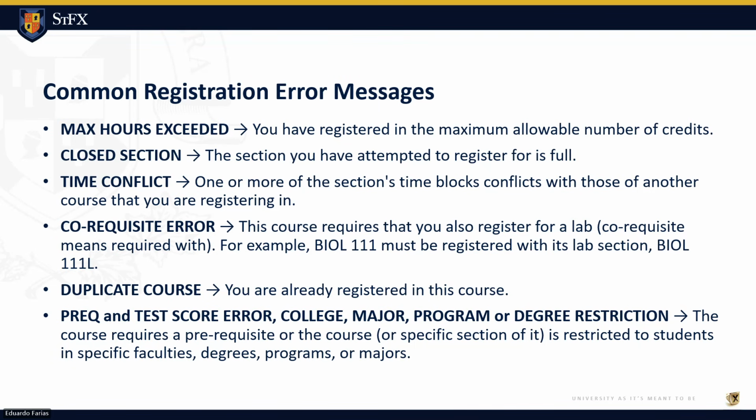And of course, duplicate course, you may have added something twice you didn't mean to. And then the other things that come up down below are like the major or program error or degree restriction. Some programs are restricted. So if you're not in business, it's not going to let you sign up for a business course. If you're not accepted to nursing, you're not going to be signing up for a nursing course. And if you try, it's going to say degree restriction.